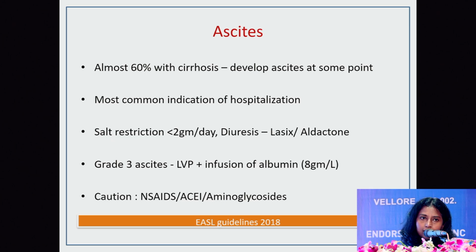Second mainstay is diuresis. The two common diuretics that we all know about are Lasix and Aldactone. Now the starting doses for Lasix would be around 40, for Aldactone around 50, and the highest doses that we can aim for would be 160 or 400. But we all know in clinical practice we never reach those doses of diuretics.